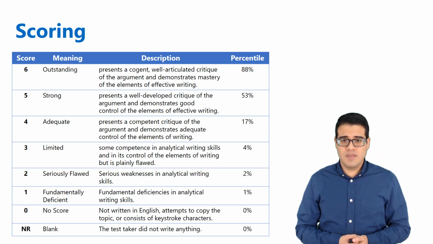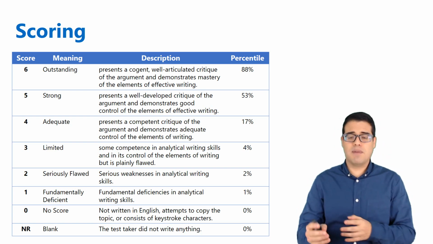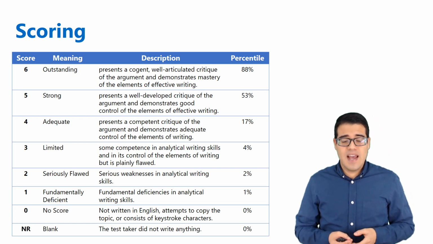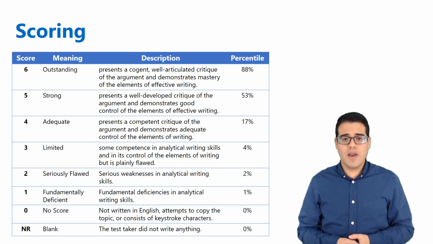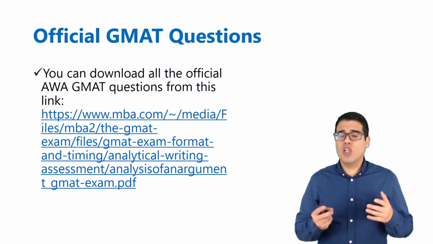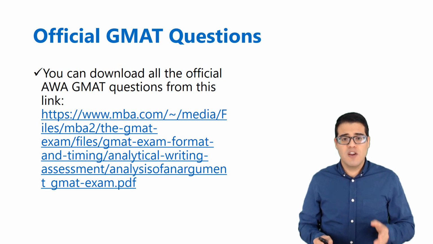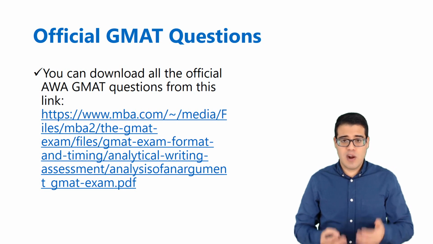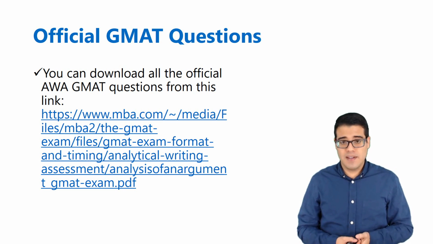And I know that a 4 doesn't look good maybe because, oh, it's 17th percentile, but believe me, 4 means adequate, so it's good enough. As long as you get 4 and above, you are good to go, okay? So, you can download all the official Analytical Writing Assessment questions from the website on the screen. And you can practice with those in our platform, and well, we can correct those essays, give you feedback.